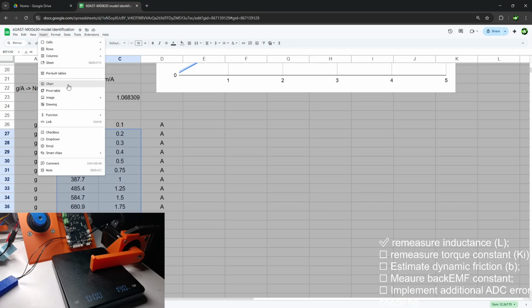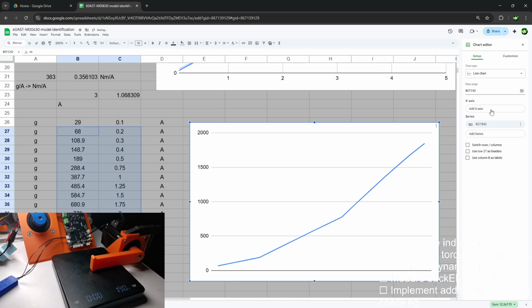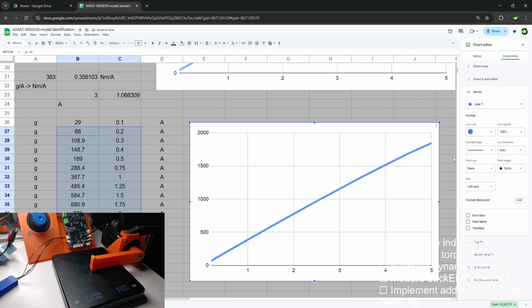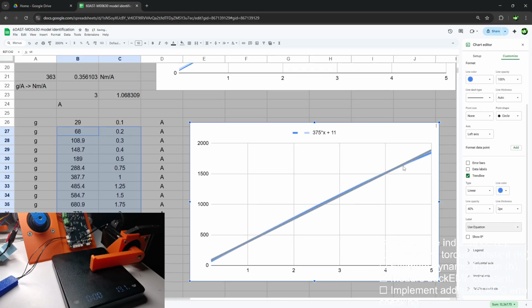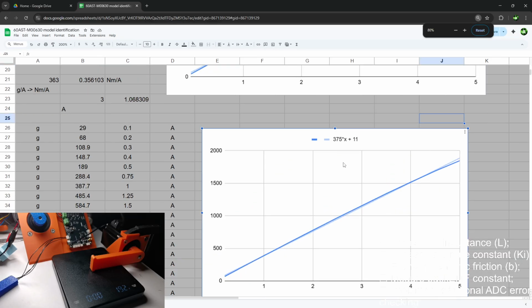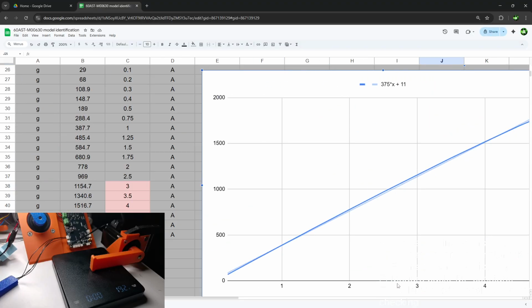So let's insert our chart. And let's make sure that our C values are not here, but here. This looks very nice. Let's add a trend line, and show our equation. Okay. Very good. So how do I make it bigger? How do I see more of it?